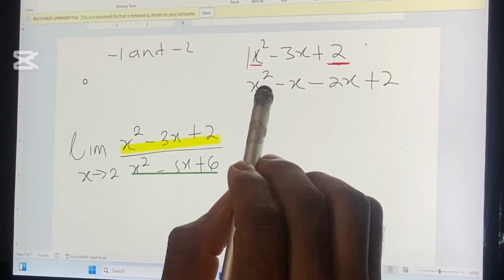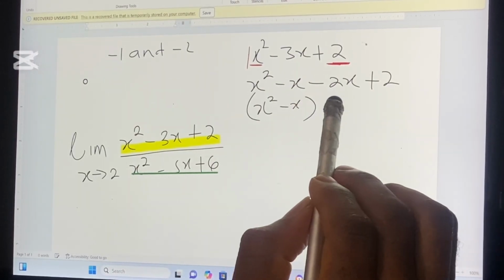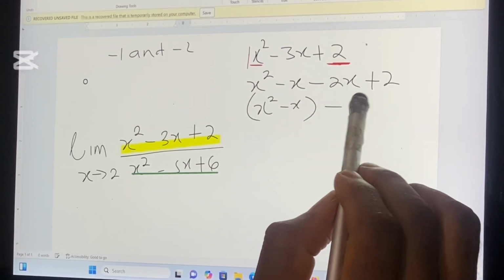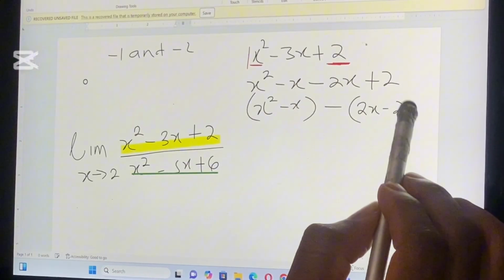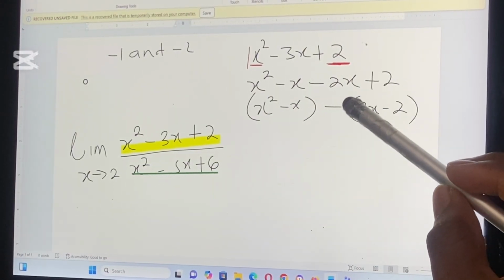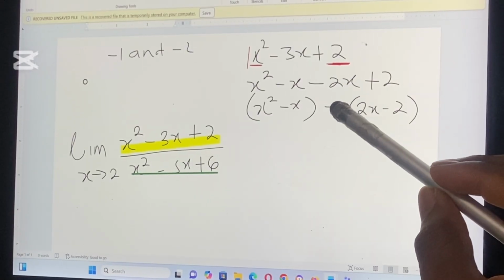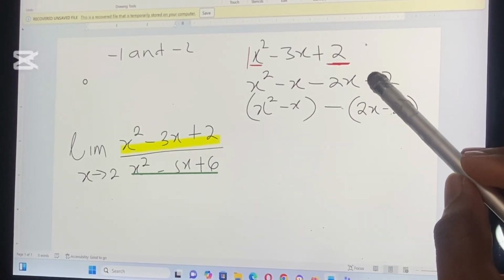So grouping this here, we have s squared minus s. Group these two guys minus group this 2s minus 2. Please take note. When you open this bracket here with minus, when you multiply this minus with this, you have minus 2s. That is this. When you multiply this minus with this minus here, you have plus here. Okay, nothing changed. All right.